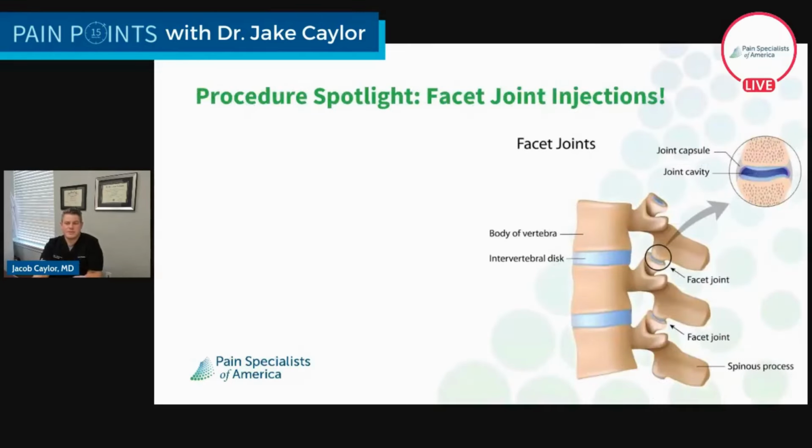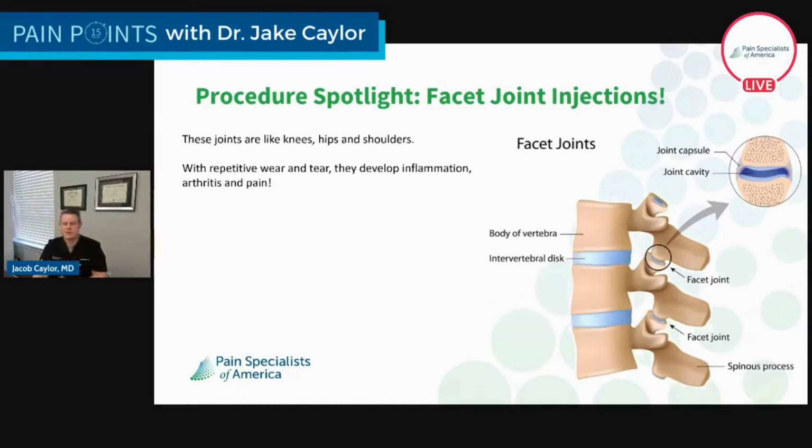Now we're going to talk about facet joint injections. You guys might have heard of medial branch blocks or radiofrequency ablation. What we're trying to treat is the facet joints. We're not talking about RFA or medial branches today, but we're talking about facet joints. They're just like knees, hips, and shoulders. With repetitive wear and tear, they can develop inflammation.